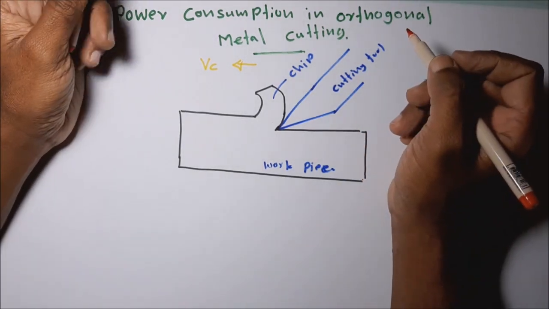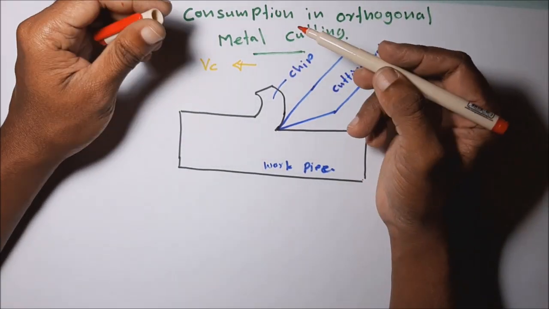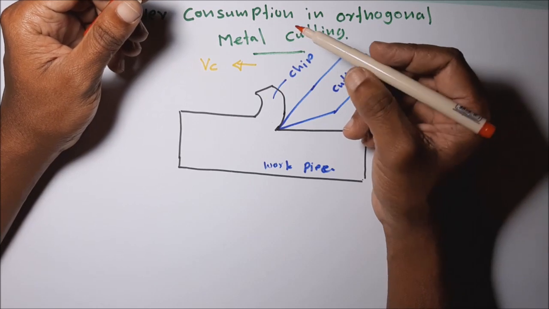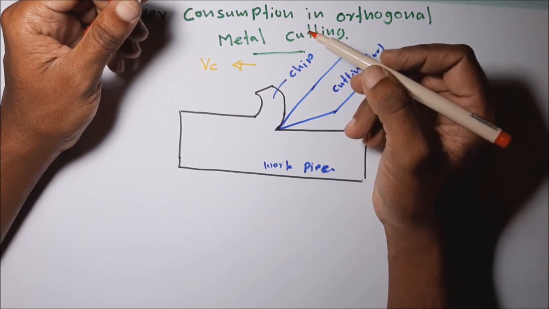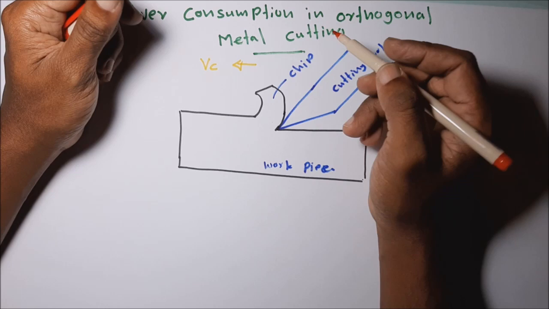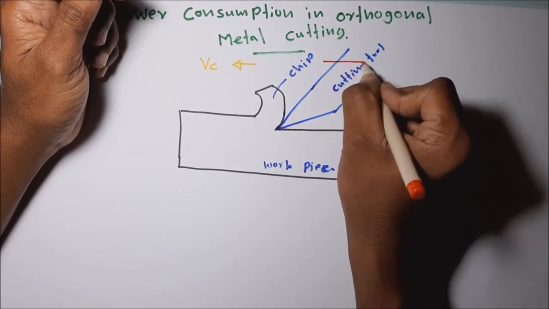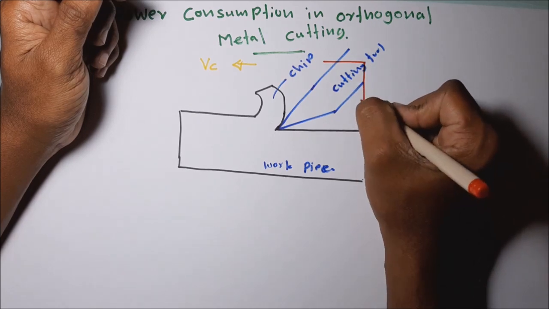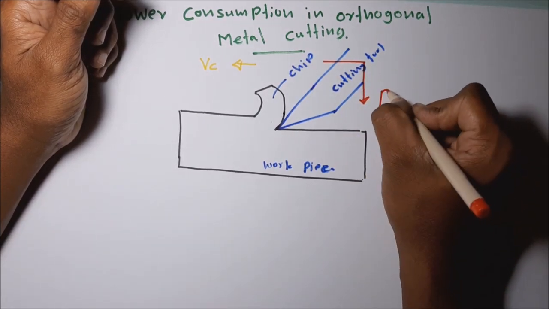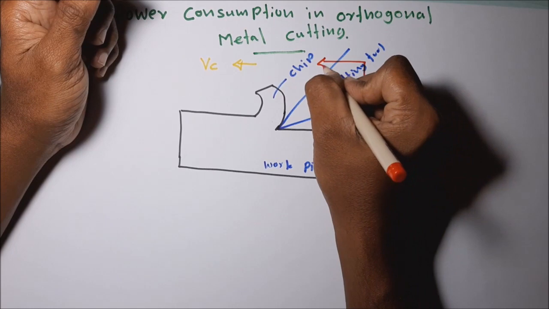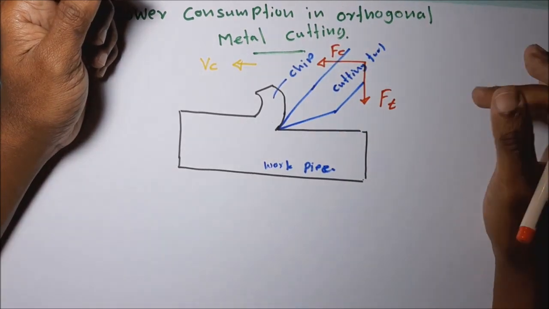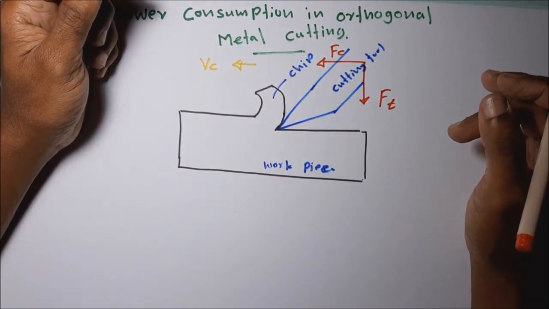In the last lecture we discussed these forces in detail. We derived the equation for the force relationship also. So what are these two forces we are applying for this cutting operation? This is called Ft and this is called Fc. This is called the cutting force, and this is called the thrust force.